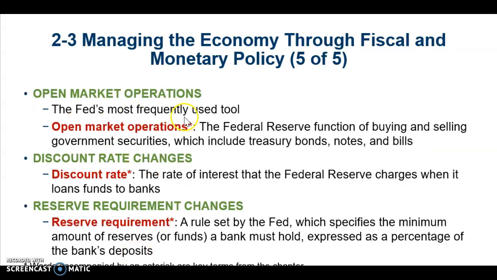The Fed's most frequently used tool is open market operations, where the Federal Reserve buys and sells Treasury bonds, notes, and bills. Then there are discount rate changes. This is the rate of interest that the Federal Reserve charges when it loans funds to banks. This impacts you as far as what interest rates you get, because the Federal Reserve hands this down to the banks, and they in turn loan you the money.